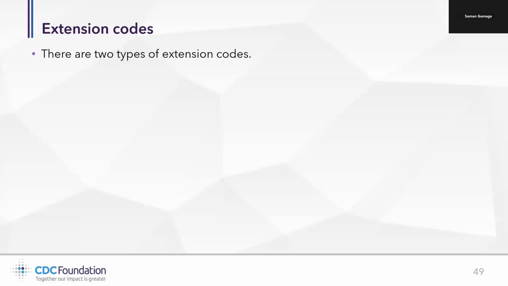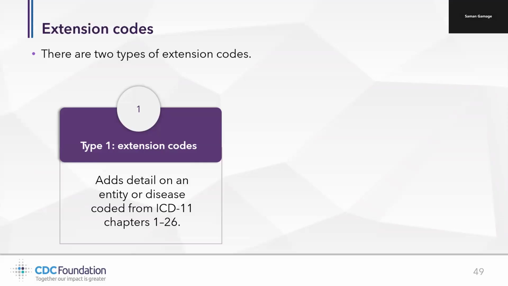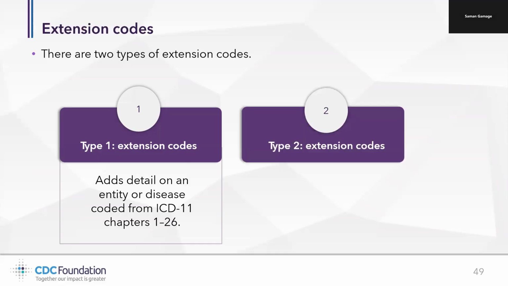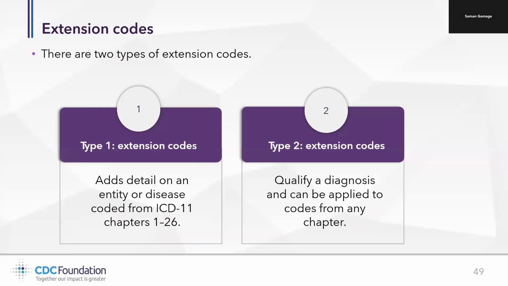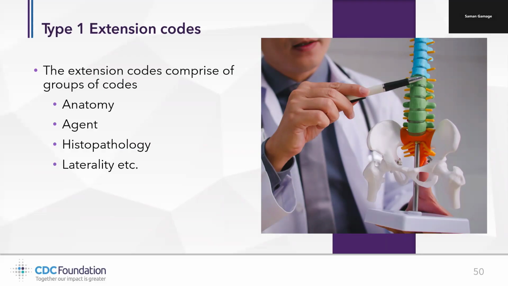There are two types of extension codes. Type 1 extension codes add detail on an entity or disease coded from ICD-11 chapters 1 to 26. Then there are type 2 extension codes, which qualify a diagnosis and can be applied to codes from any chapter. Type 1 extension codes comprise groups of codes: anatomy, agent, histopathology, laterality, etc. are represented by type 1 extension codes.